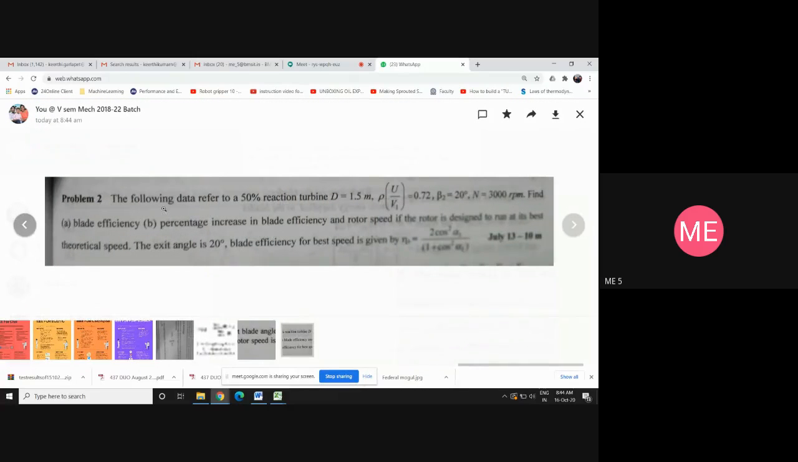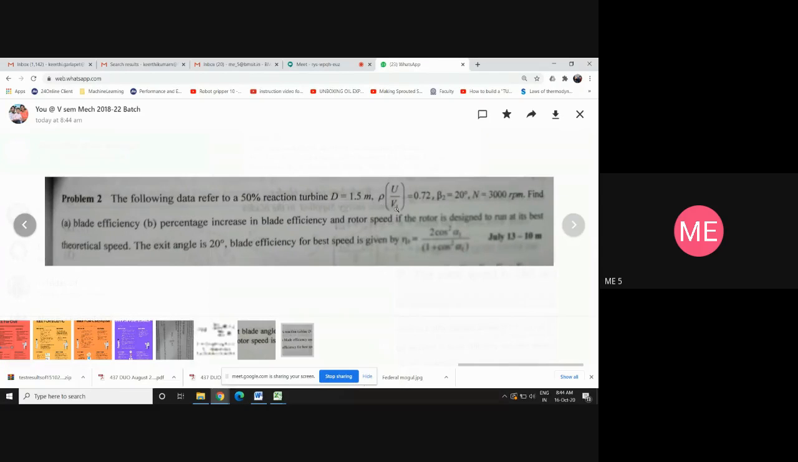The following data refers to a 50% reaction turbine. This means a 50% reaction turbine is a Parsons turbine where D, the diameter of the rotor, is 1.5 meter.